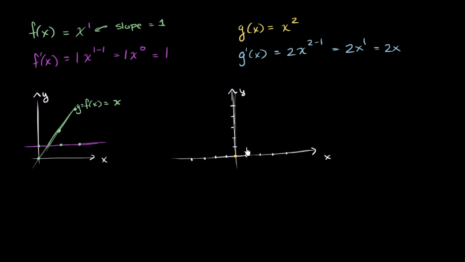When x is 1, it is 1. When x is negative 1, it's 1. When x is 2, it is 4. So that puts us right over there. 1, 2, 3, 4. Puts us right over there. When x is negative 2, you get to 4. It's a parabola. You've seen this for many years.